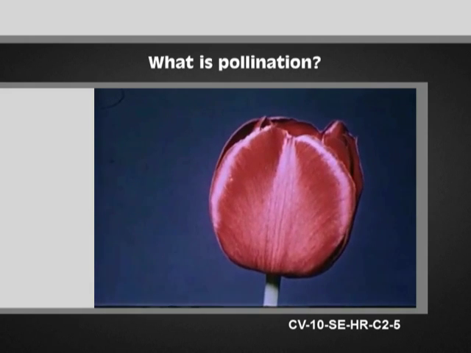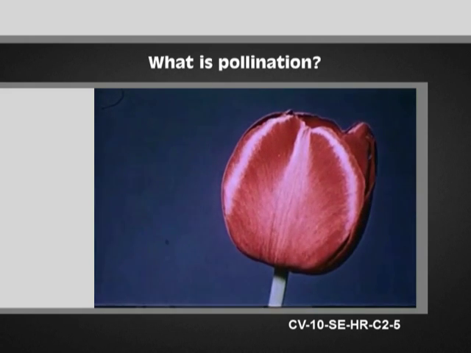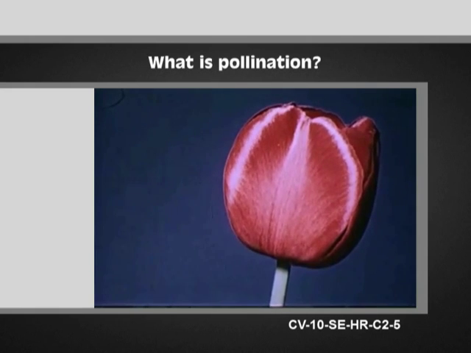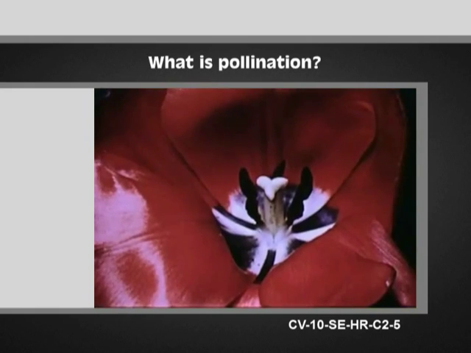Now let's revise a little bit again about pollination. What is pollination? It is a process of transfer of pollen grains from the anther of a stamen to the stigma of the pistil.